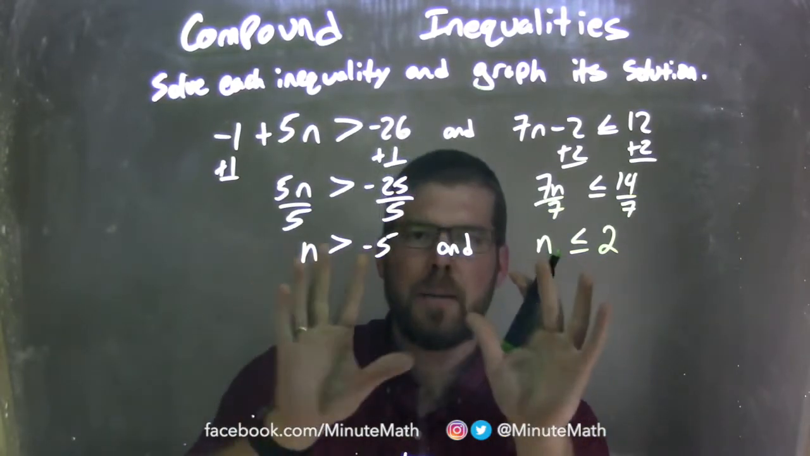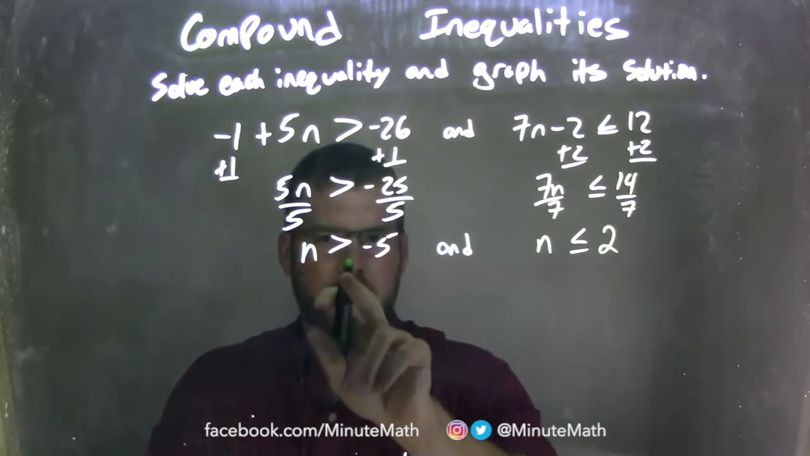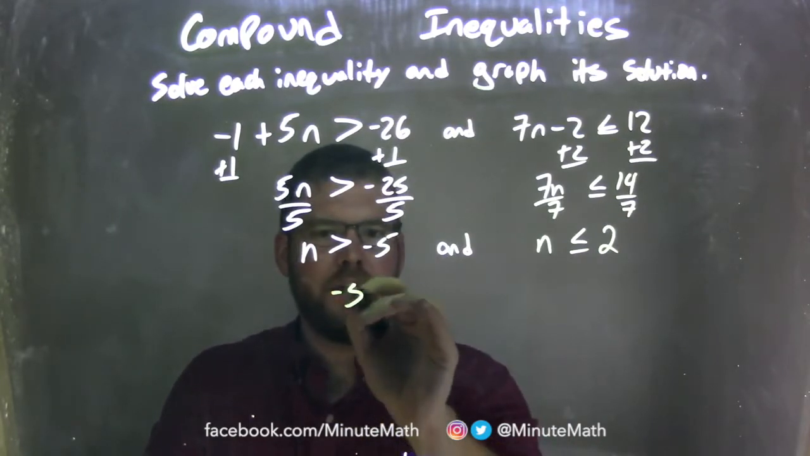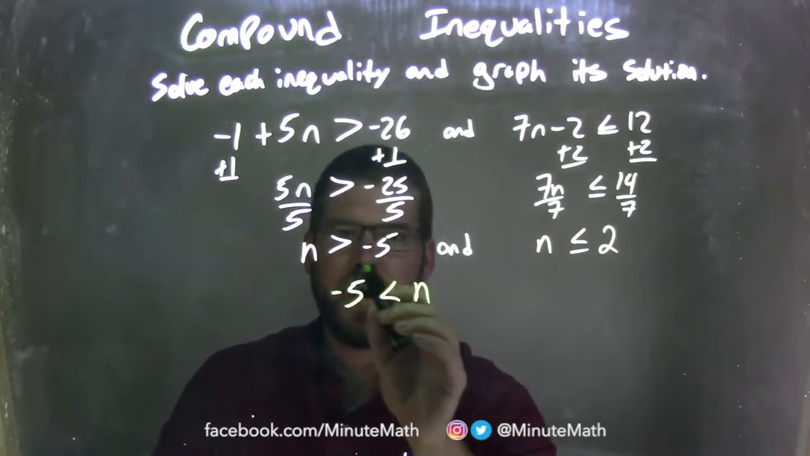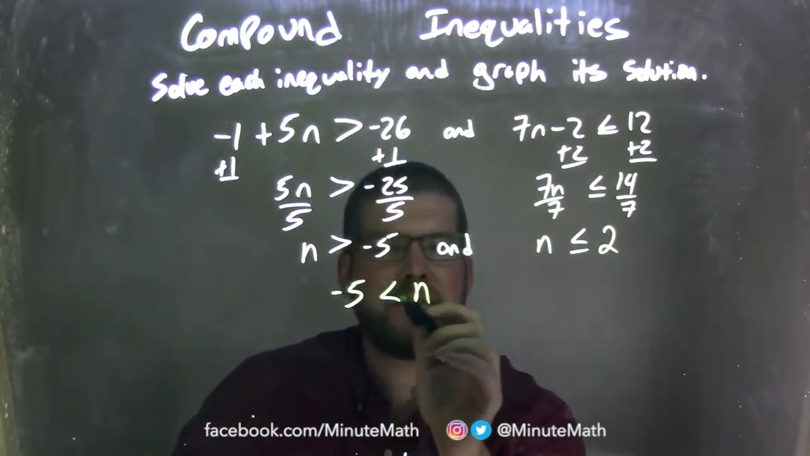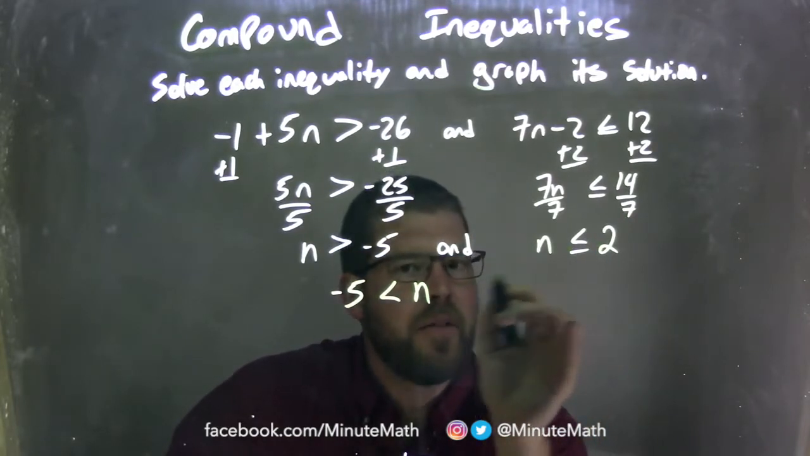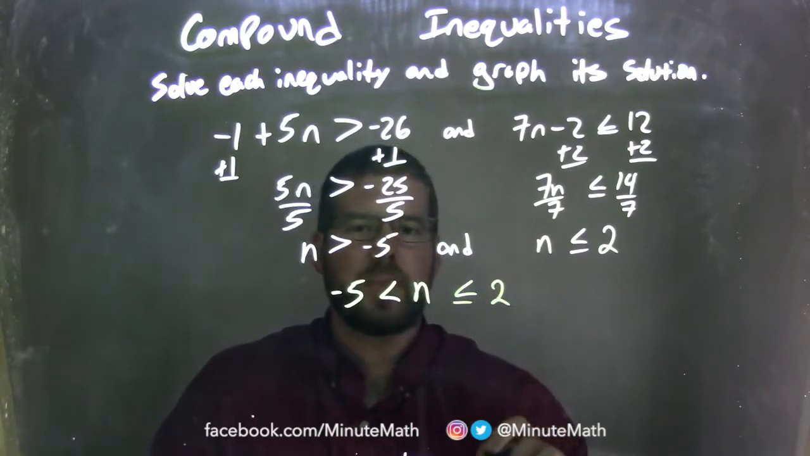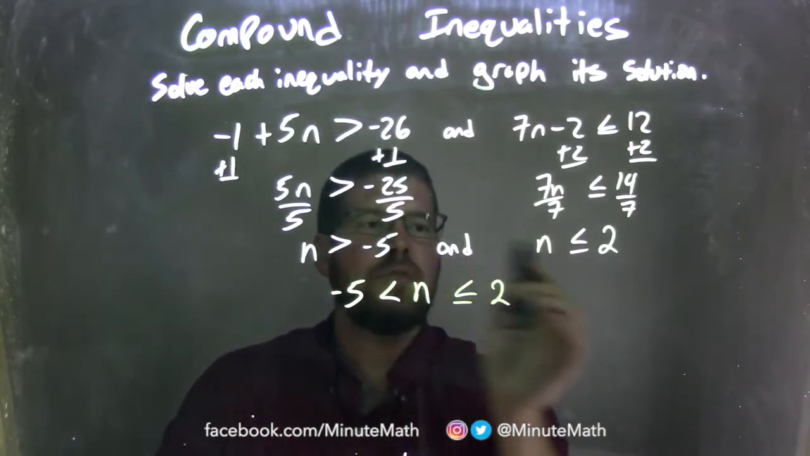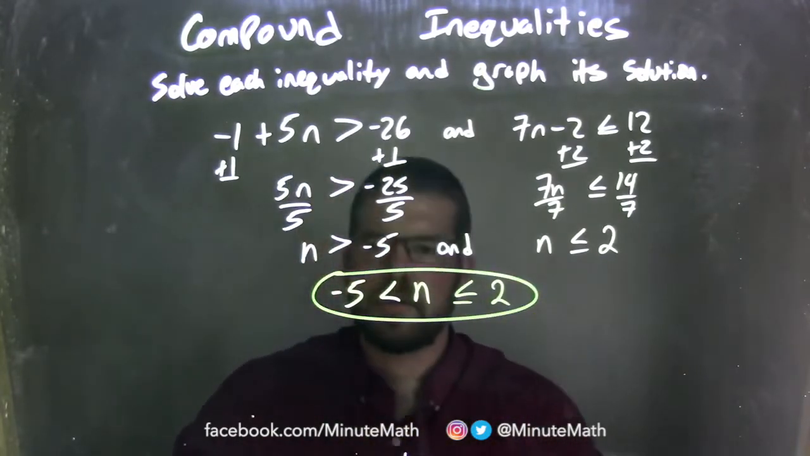I'm going to see if I can combine this into one statement. Okay? So I'm actually going to flip this one right here to have -5 come first, then is less than n, right? Because n being greater than -5 is the same thing as -5 is less than n. And then if I combine these two right here, that n together, see what I'm doing? I have a less than or equal to a 2. So now these two statements can come together and be combined into one big statement here.